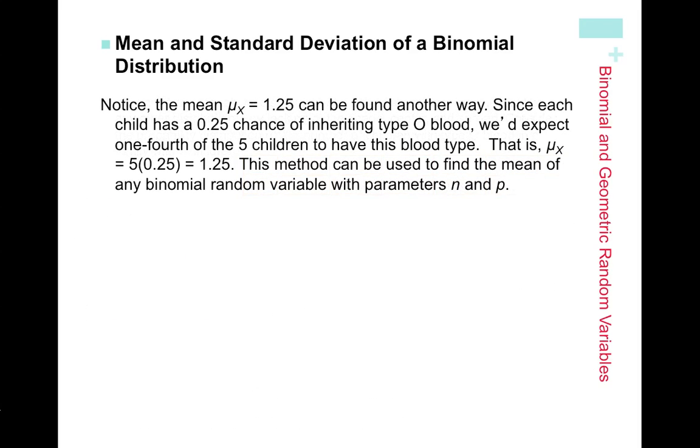But there's got to be a better way. Well, there is for a binomial distribution. Good news, right? This is special. We've got special rules. So the mean can be found another way. Each child has a 0.25 chance of inheriting type O blood. We'd expect 1/4 of the 5 children to have the blood type. That is, the mean is 5 times 0.25, or 1.25.